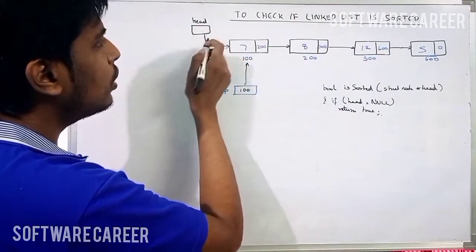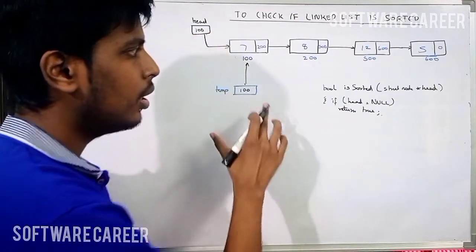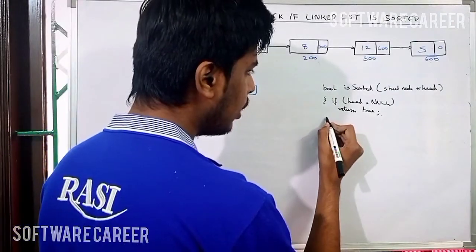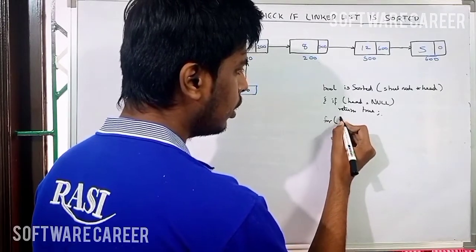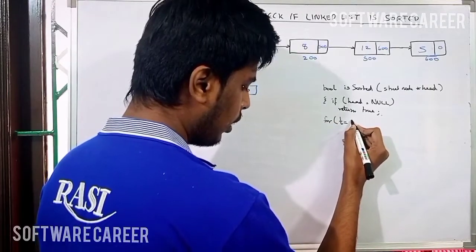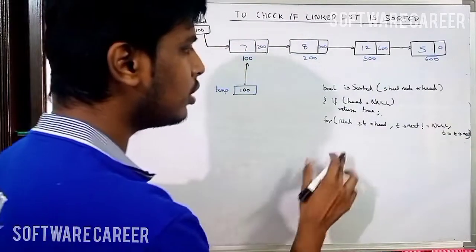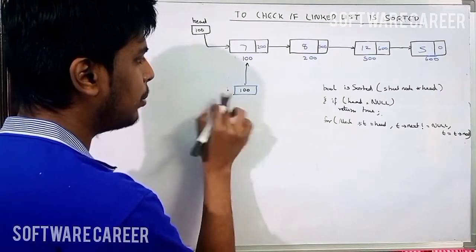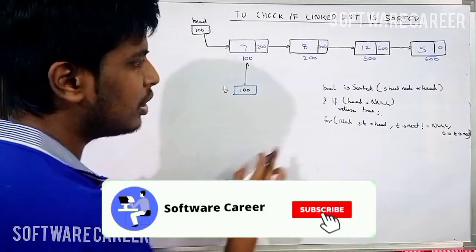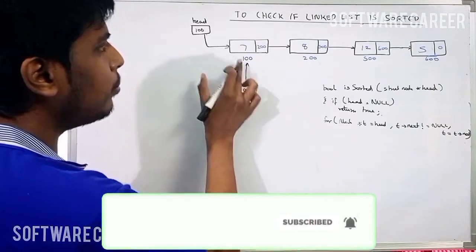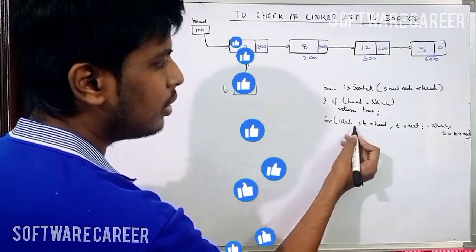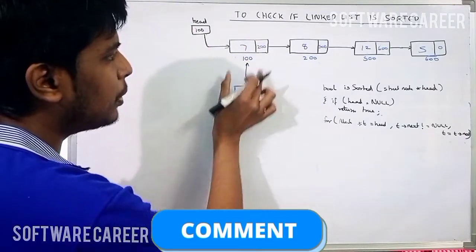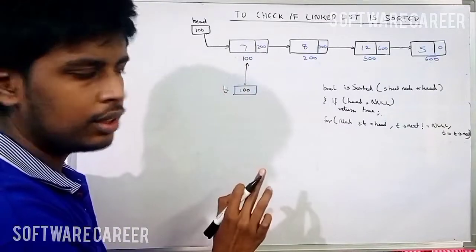Now, suppose the linked list is not empty. So next, what should you do? Now I'm writing a loop for t. I'm creating a pointer, and instead of temp I'm naming it t. Now t is starting from the first node, so I'm writing that this pointer t is pointing towards head. Head is 100. So t's starting point is pointing towards head, the first node.